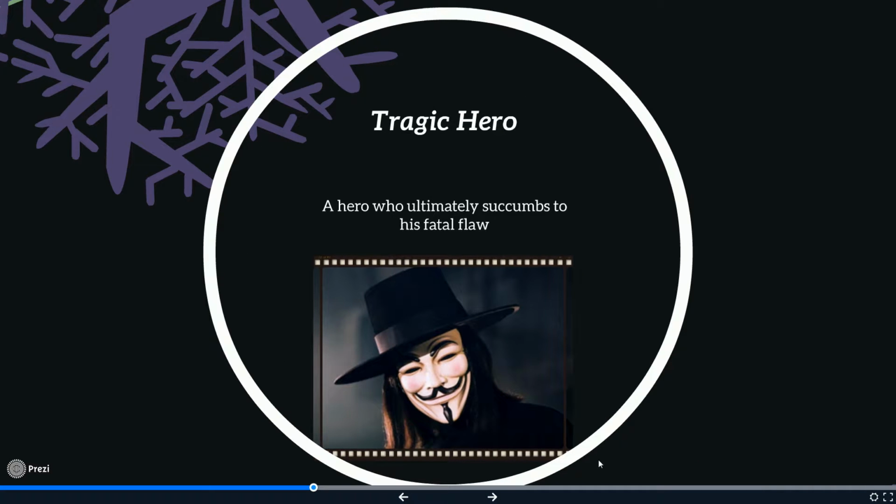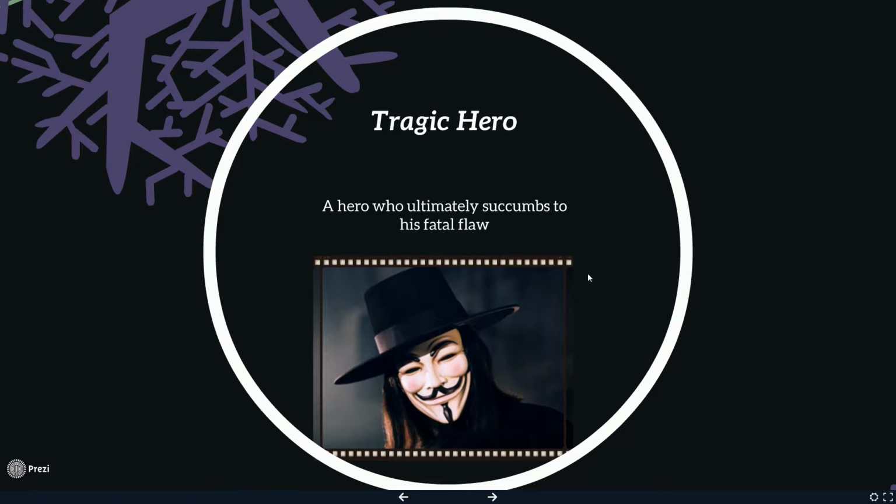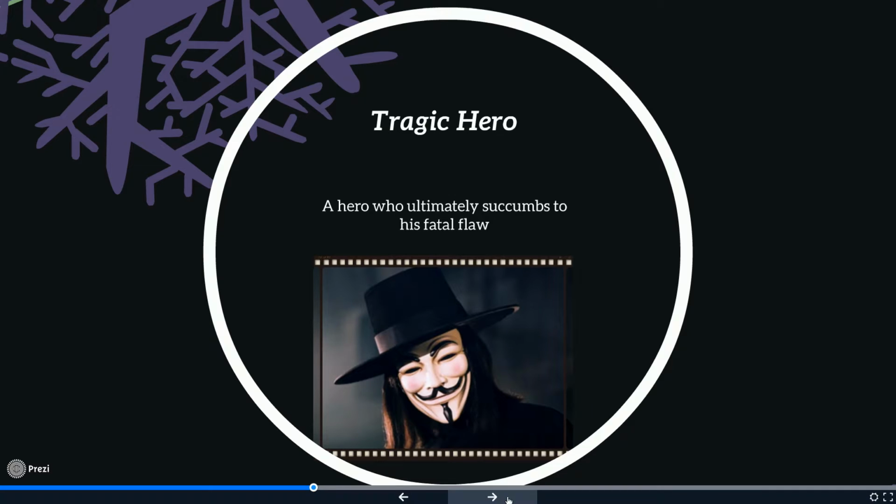So, a tragic hero, a hero who ultimately succumbs to his fatal flaw. So I have V from V for Vendetta. At the end of the movie, he dies. Kind of killed himself to end his sorrow, I suppose, and to get back at Parliament. In the end of the movie, he blows up Parliament with a train. So, that's a good movie. I really enjoyed that movie.